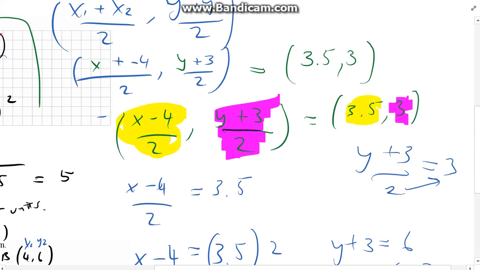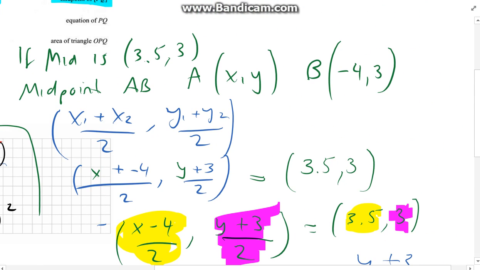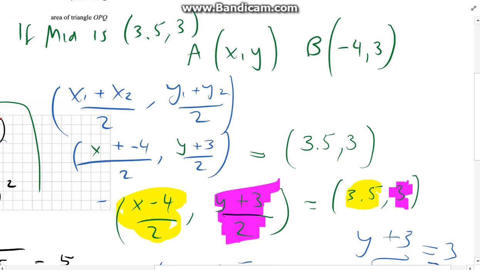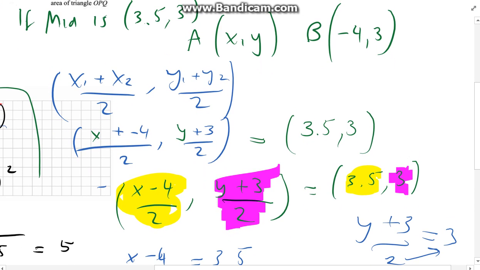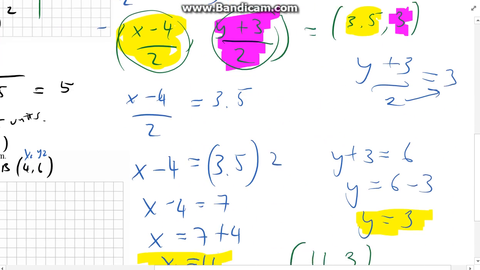So therefore, if they ask you, if the midpoint was 3.5, 3 and your coordinates were A, which you didn't know, but you knew B, find A. So again, just label this x1, y1, x2, y2, sub in everything you know, and you know that this part is the x coordinate, this part is the y coordinate, so you solve it.